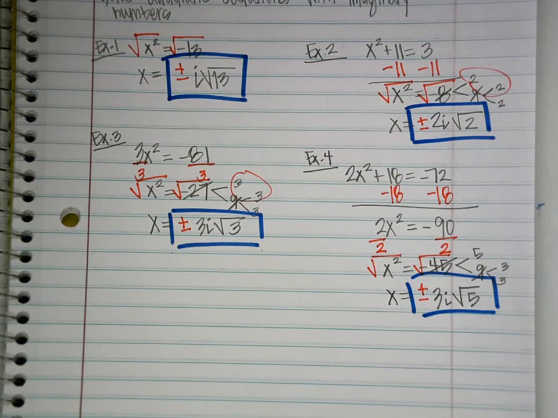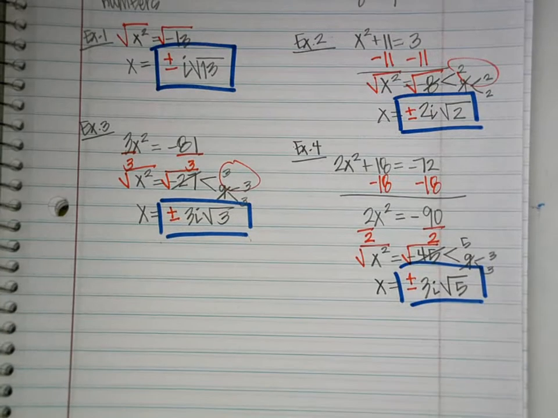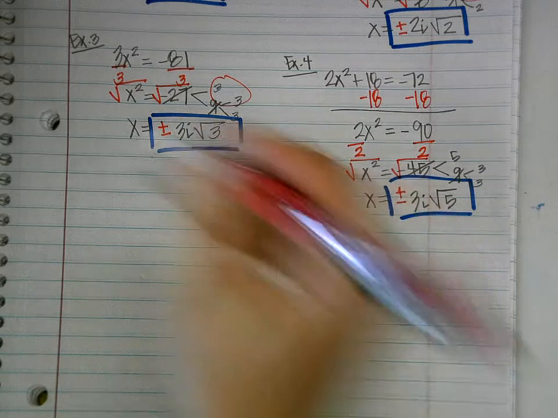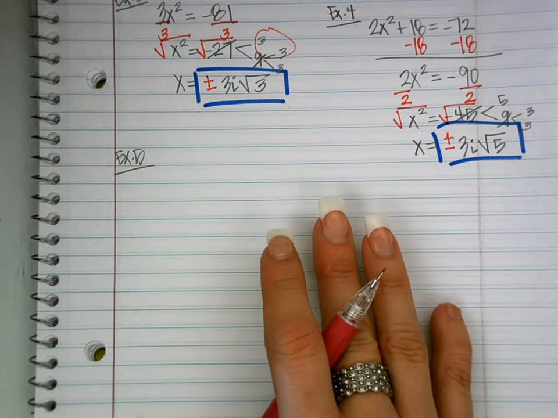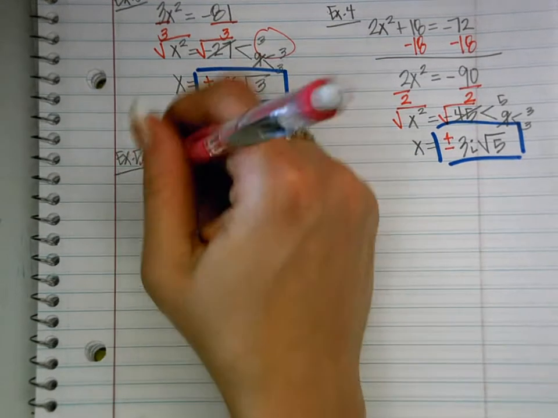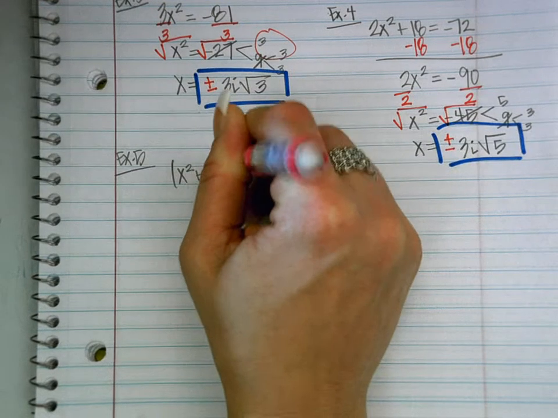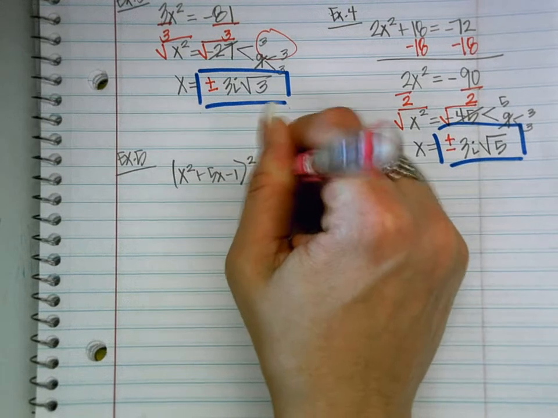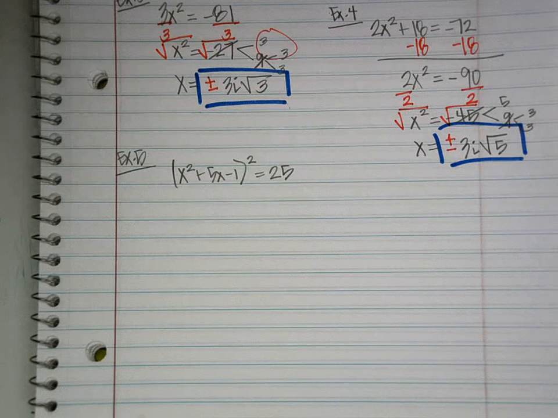Okay, now we're going to look at something that's a little bit more complicated. Something like this. We're still solving. Something like, let's try in parentheses x squared plus 5x minus 1, the whole parentheses squared, equals 25.